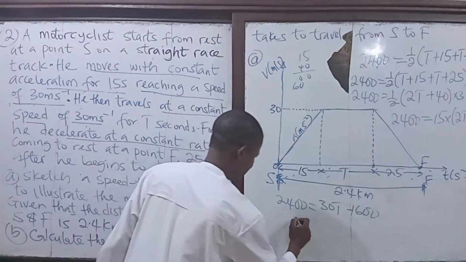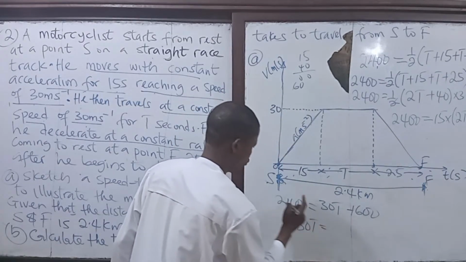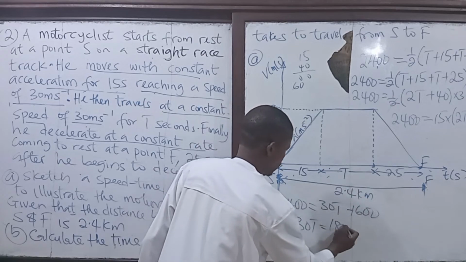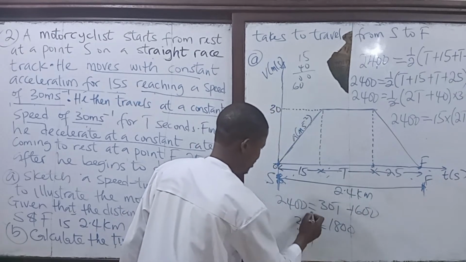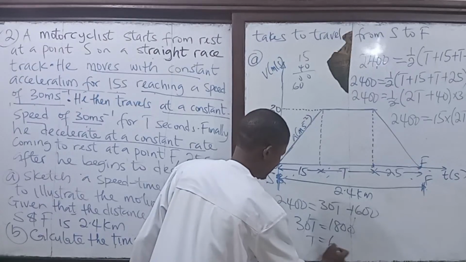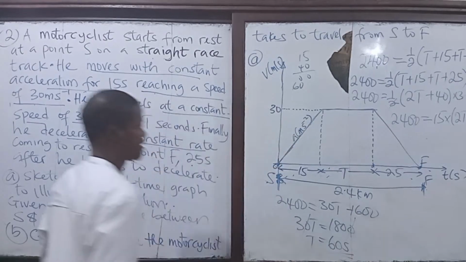Make t the subject: 30t equals 2,400 minus 600, that's 1,800. So t is equal to what? 0 cancels 0, so we have 60 seconds for that time.